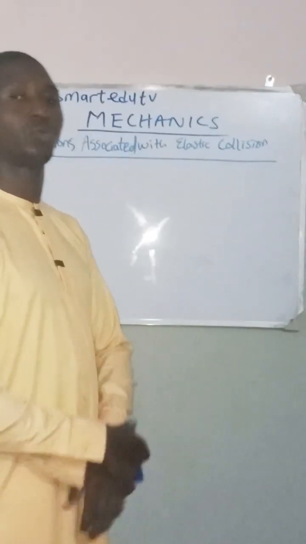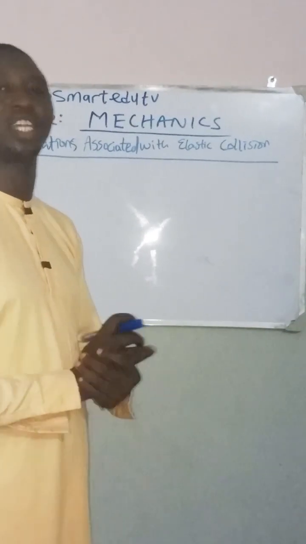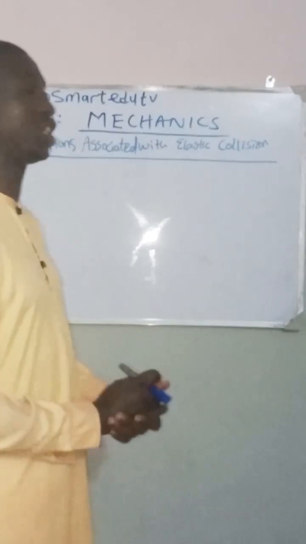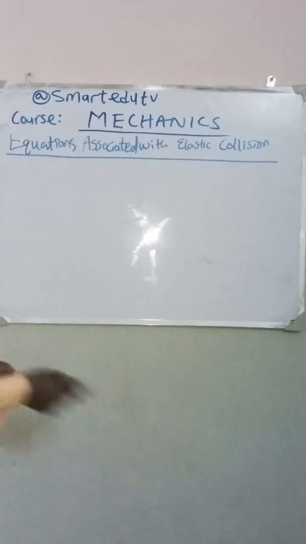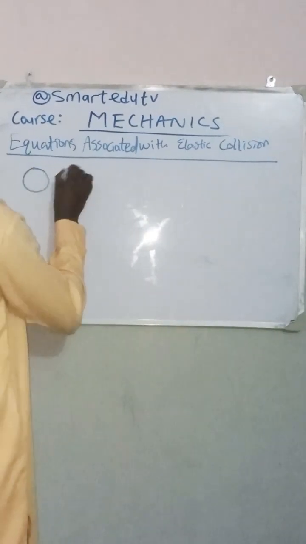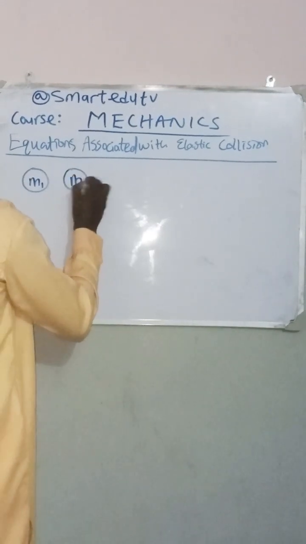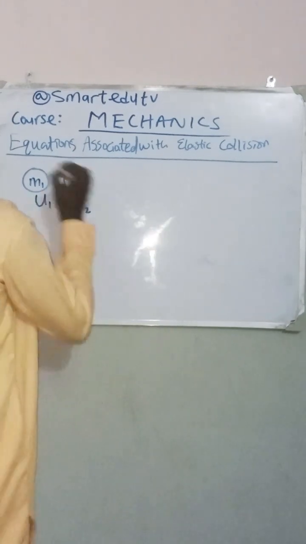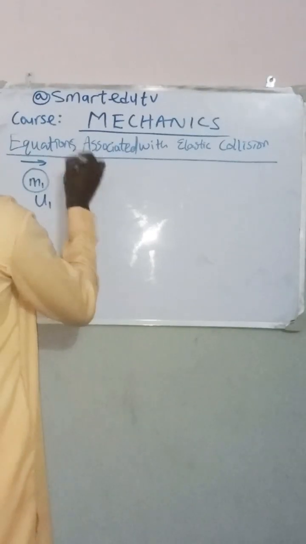Okay, so the next thing we are going to look at is the equations that are associated with elastic collision. So the first one, let's look at two bodies, M1 and M2, moving with initial velocities U1 and U2, and they are both moving towards the positive direction.